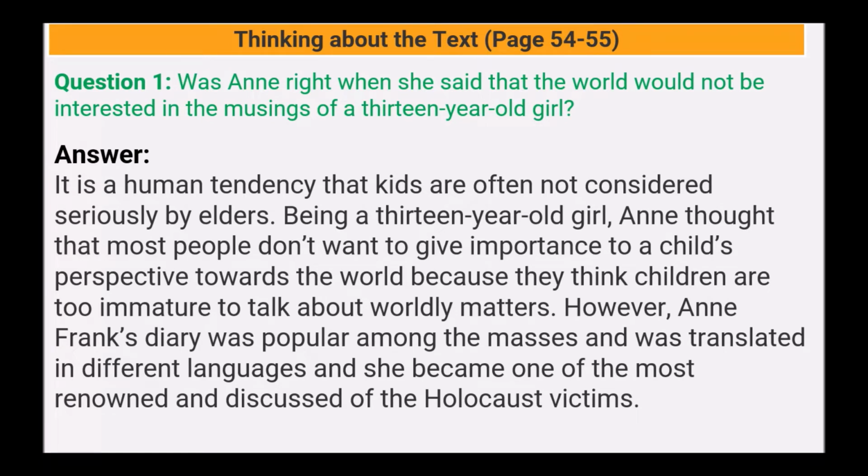Was Annie right when she said that the world will not be interested in the musings of a 13-year-old girl? It is a human tendency that kids are often not considered seriously by elders. Being a 13-year-old girl, Annie thought that most people don't want to give importance to a child's perspective towards the world because they think children are too immature to talk about worldly matters. However, Anne Frank's diary was popular among the masses and was translated into different languages, and she became one of the most renowned and discussed of the Holocaust victims.